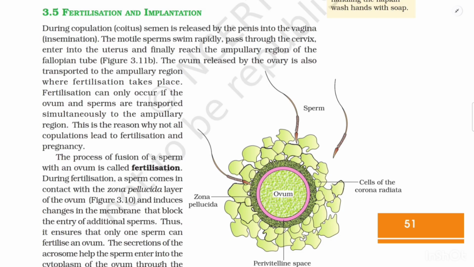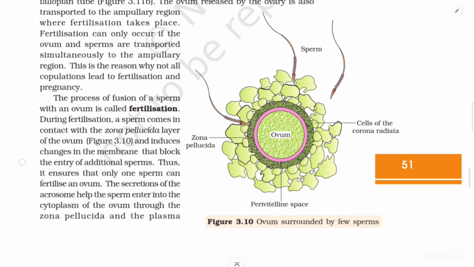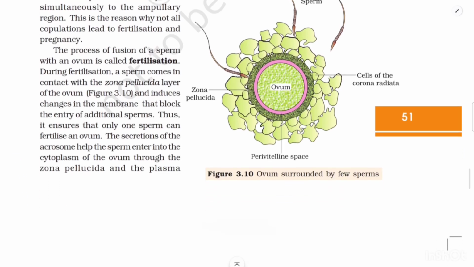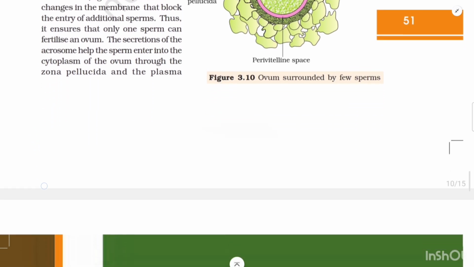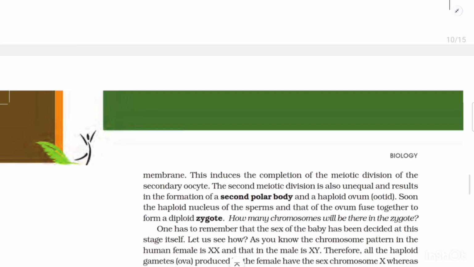The process of fusion of a sperm with an ovum is called fertilization. During fertilization, a sperm comes in contact with the zona pellucida layer of the ovum and induces changes in the membrane that block the entry of additional sperms. Thus, it ensures that only one sperm can fertilize an ovum. The secretions of the acrosome help the sperm enter into the cytoplasm of the ovum through the zona pellucida and the plasma membrane. This induces the completion of the meiotic division of the secondary oocyte.